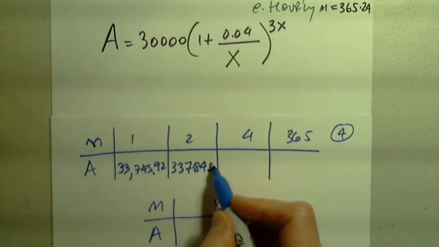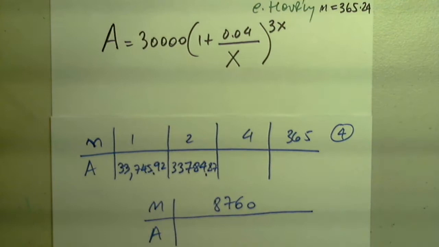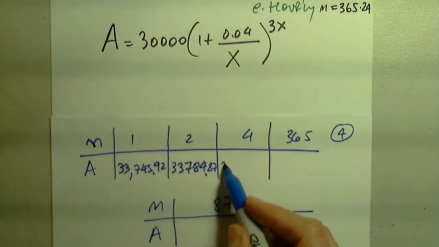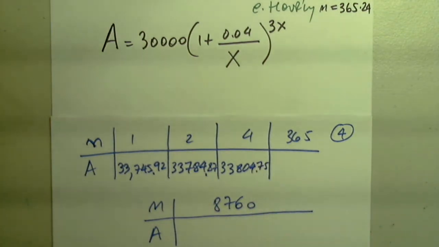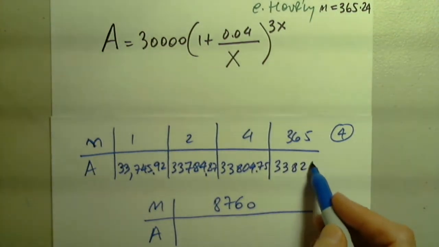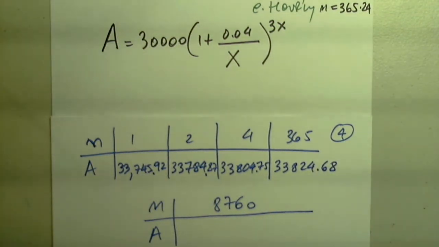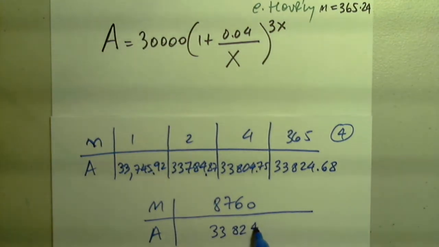33,784.87. The next one, 33,804.75. Next one, scroll down. 33,824.68. And the last one, 33,824.90.